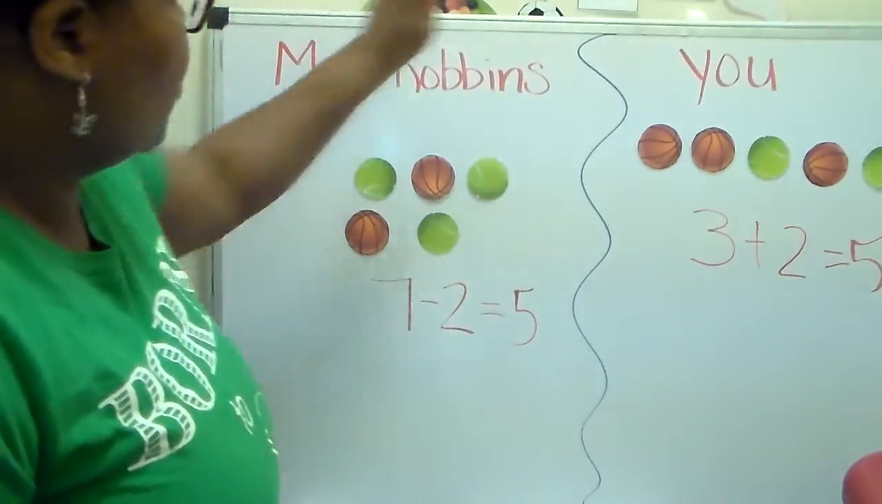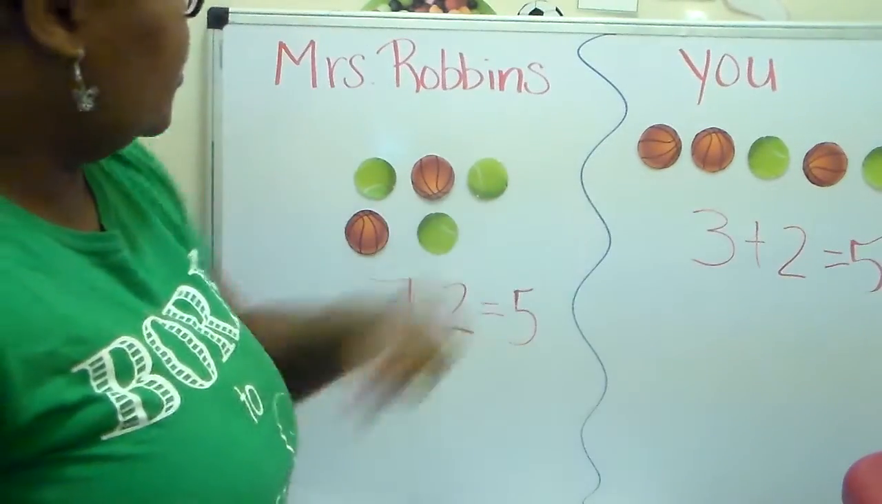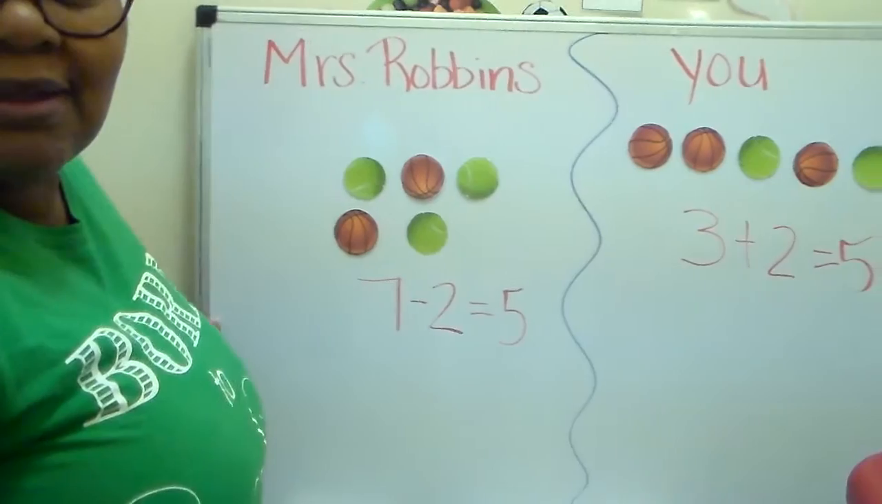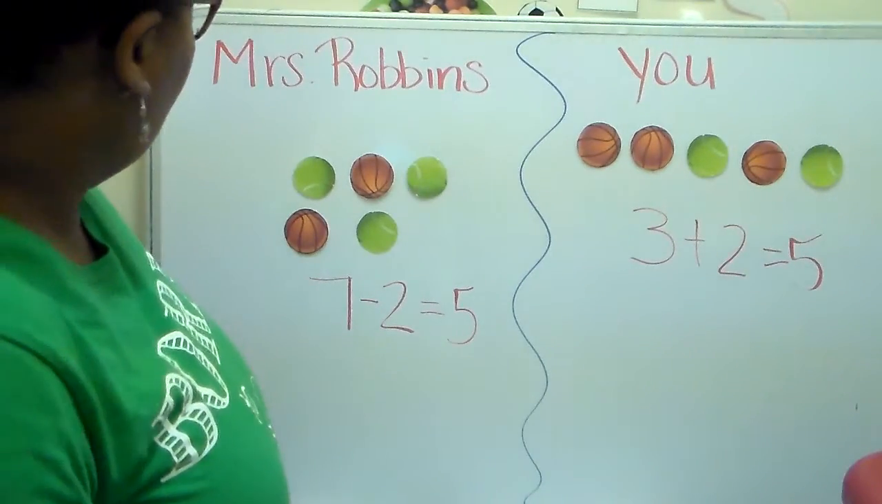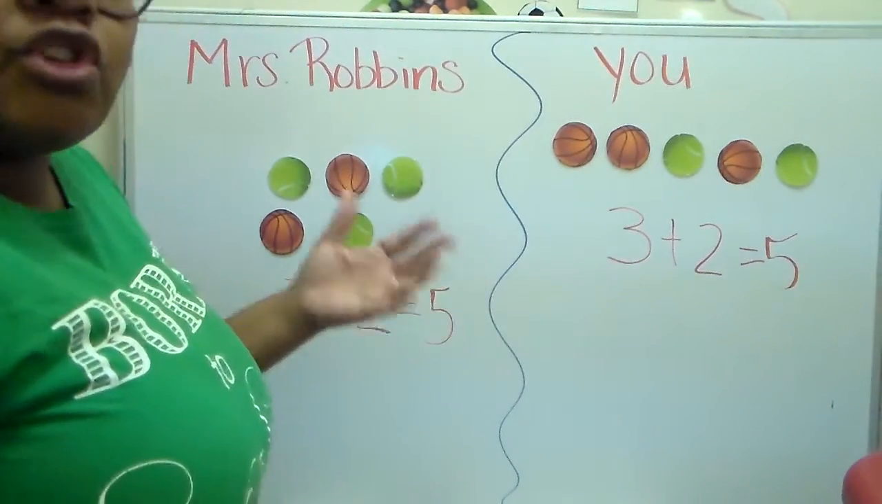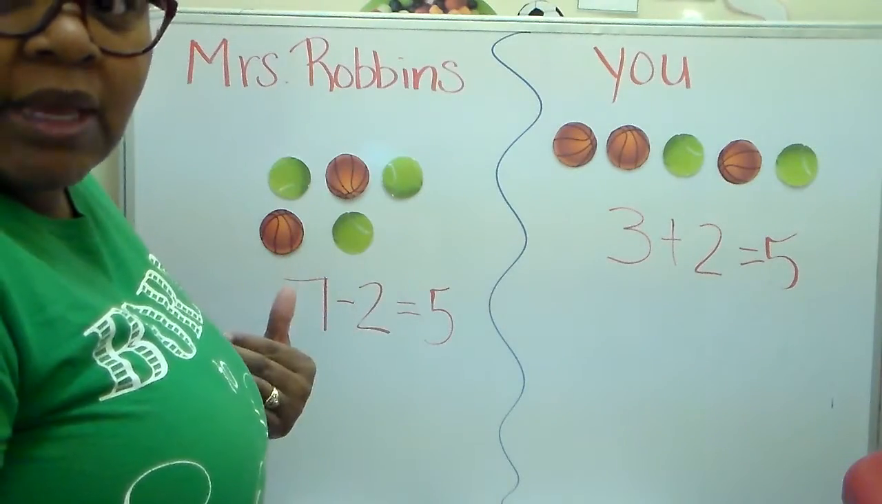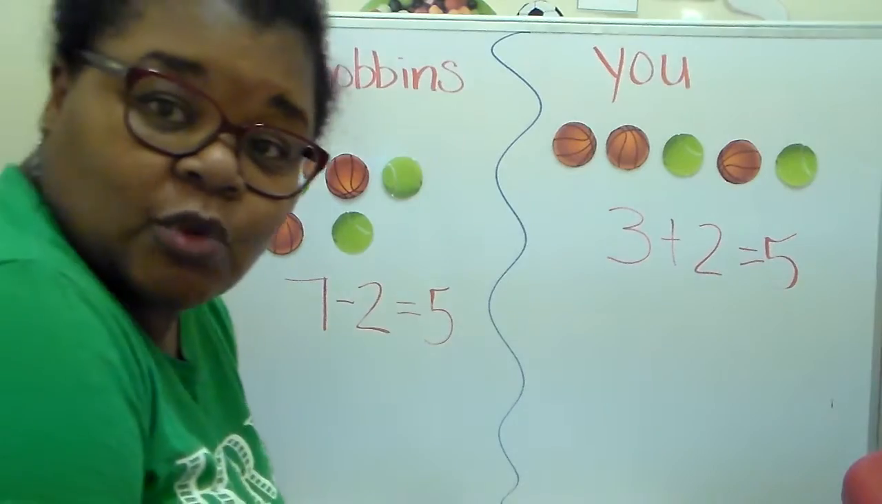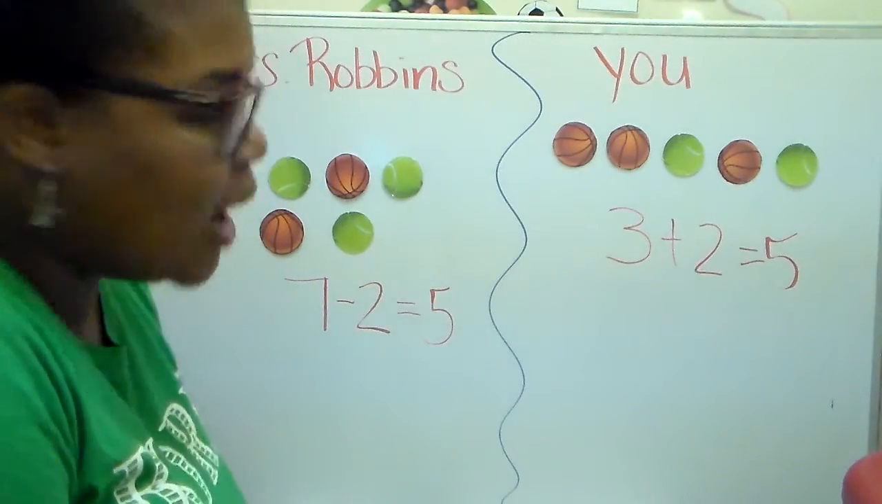I took 2 of my balls away, gave them to you. You have 5. What? And I have 5. Oh my goodness. We both have 5. How cool. So would you like to share some balls with me? Would you like to give me some of your sports balls? How about that, guys? Would you like to share some sports balls with Miss Robbins?